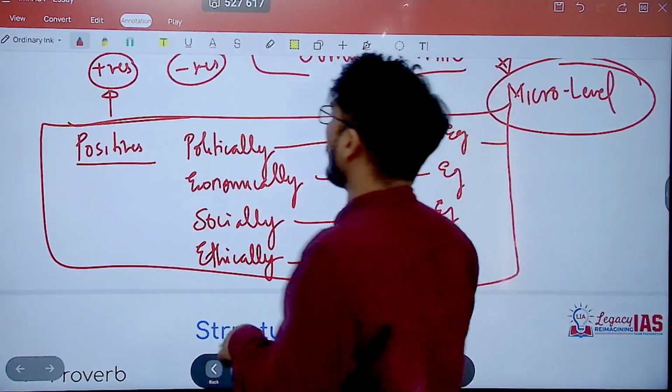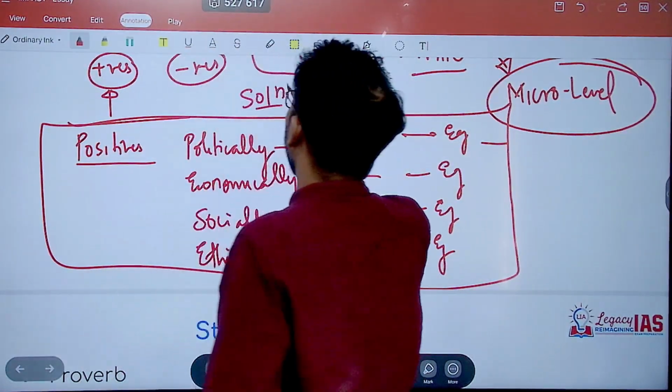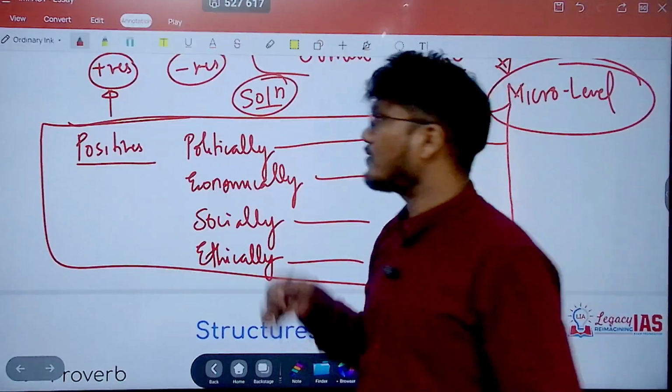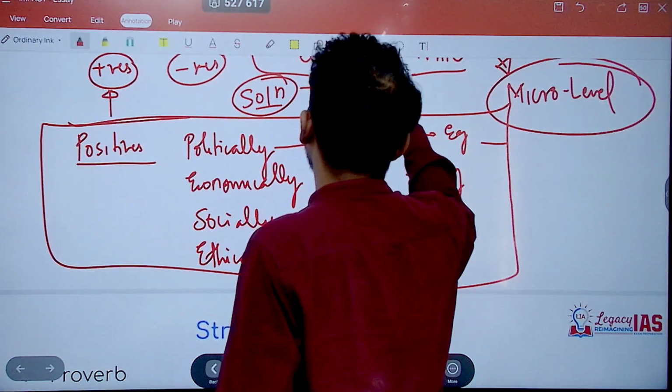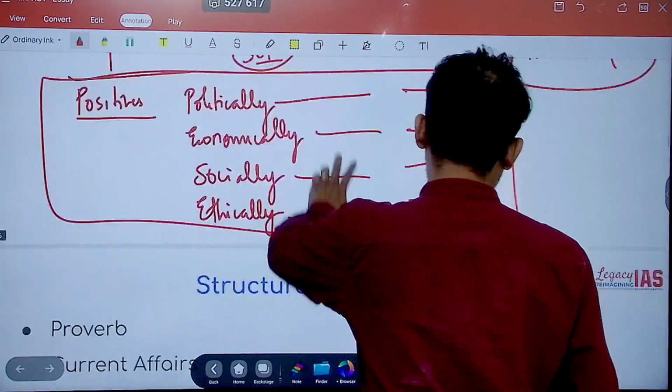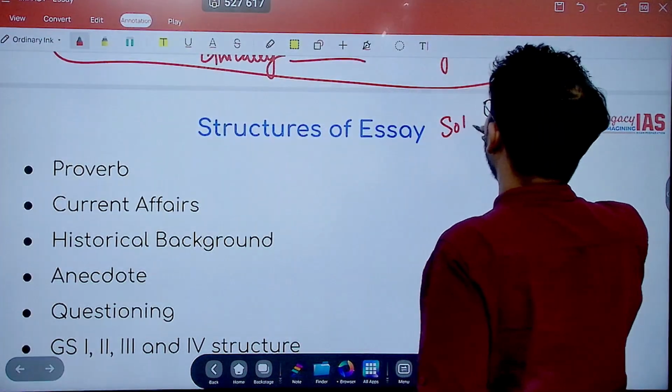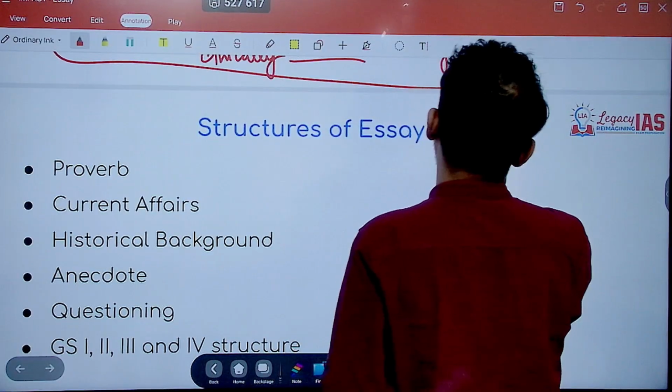For example, if you're talking about solutions, you will not just write that I will mention solutions. You will write solutions: short term, then, or let me write it here. So if I'm writing solutions, then solutions will be short term.